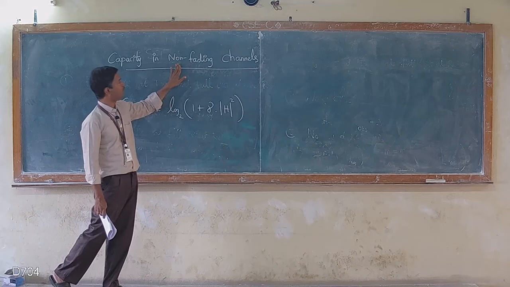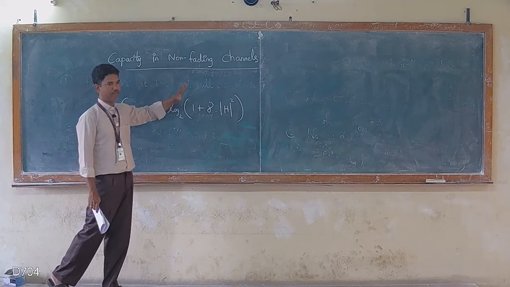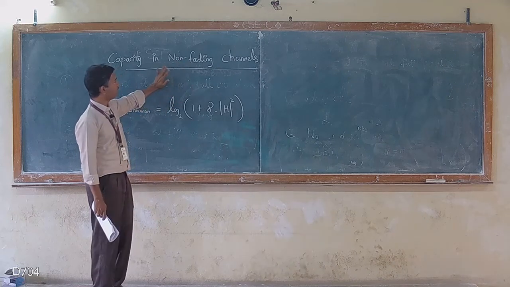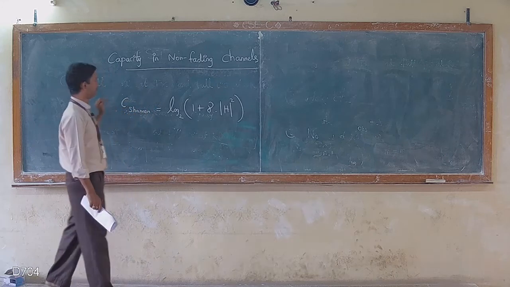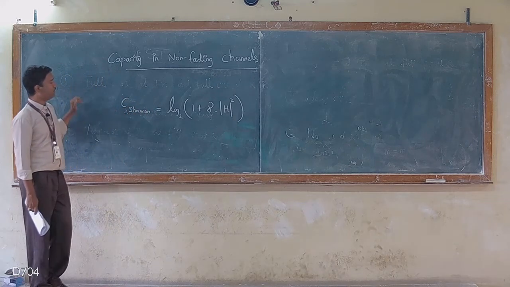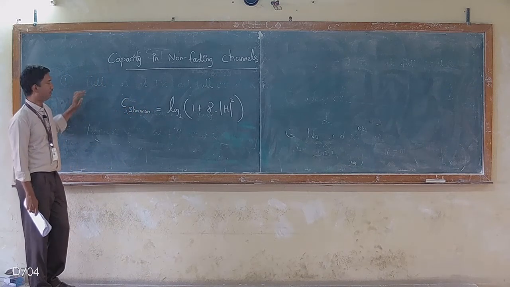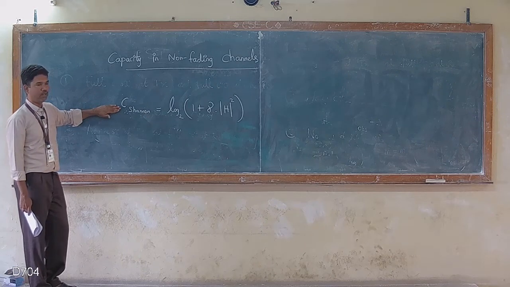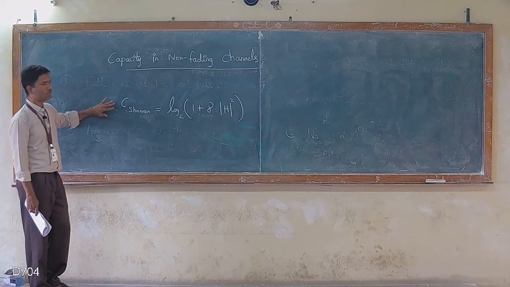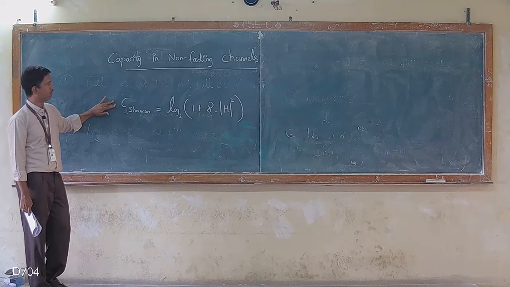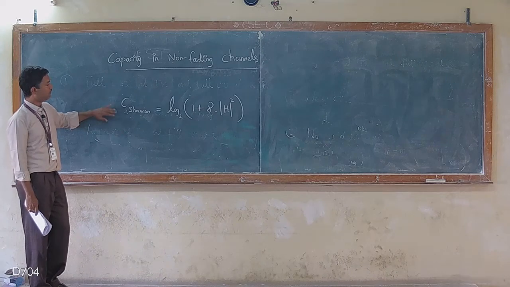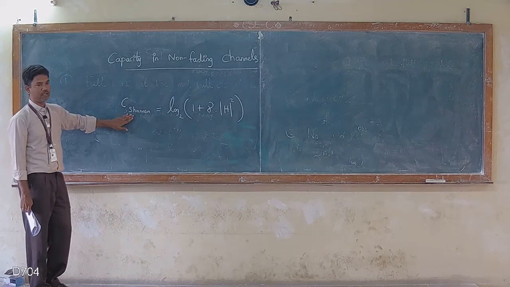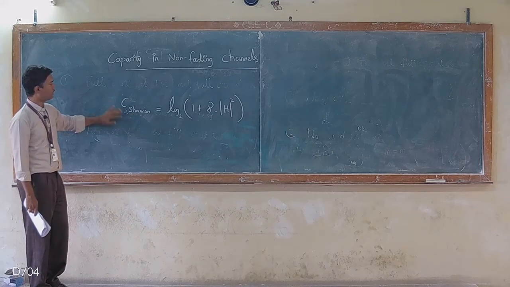We are going to consider only additive noise, and we are not going to consider the fading effect. So with this, we are going to start the derivation for capacity. The information theoretic capacity, that is ergodic capacity, which is given by the scientist Shannon. So we call it Shannon capacity.